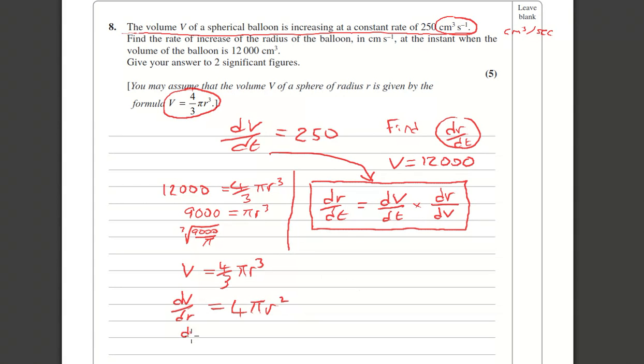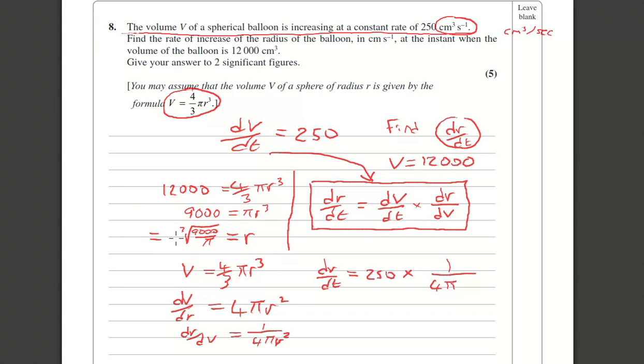We now know dr by dV. That must be 1 over 4 pi r squared. And remember, we have actually determined the radius. So what we can do is dr by dt equals 250 times 1 over 4 pi, and then this r value, let's find out what it is. I'm going to have to reach for my calculator. Oh no, I'm going to have to get out of my chair. That's kind of annoying. Oh, stretching in the mornings, not advised.